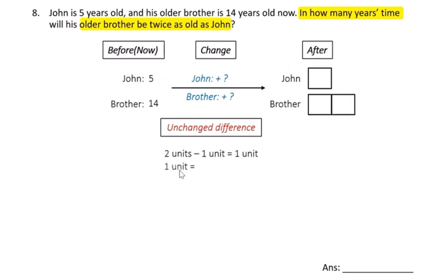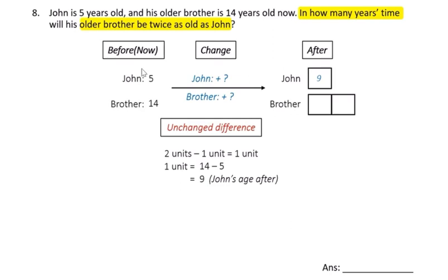So how do I find 1 unit? You just take 14 minus 5, 9. Okay, 1 unit is 9. So once you find 1 unit, always remember 1 unit. Where can I write 1 unit? If you look properly, it's actually John's age here. John is just 1 unit after. So 9 is John's age.